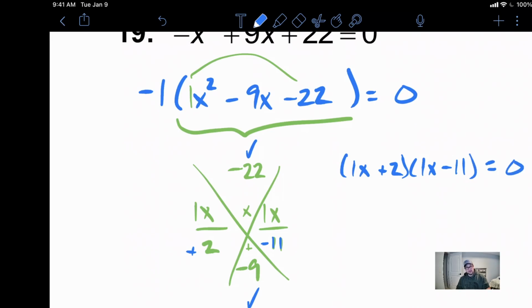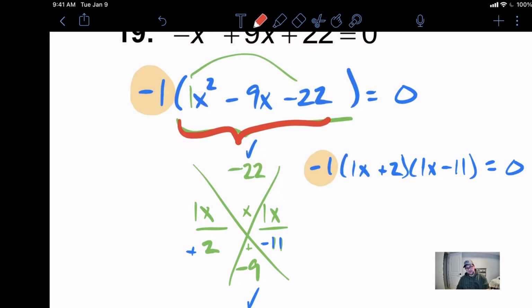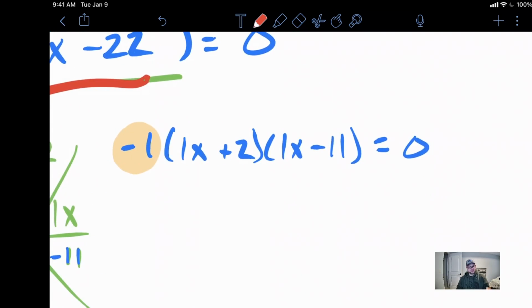equals 0. Now, we can't forget, we pulled out negative 1, so that negative 1 should really still be sitting in front of all of that. Because all we were doing is we were just rewriting this portion in factored form. So, coming over here, now it looks like we have three things that are being multiplied together to equal 0, but this one doesn't have an x, so we don't need to worry about it.